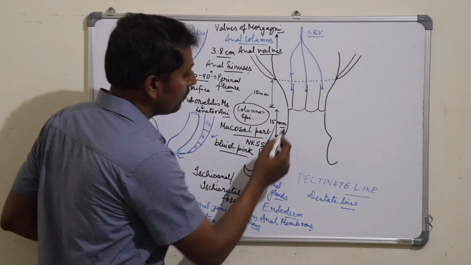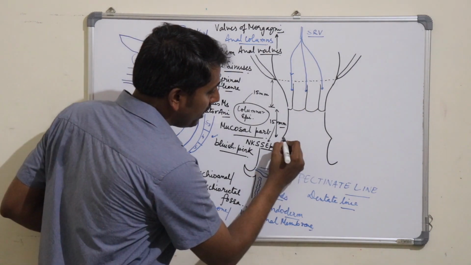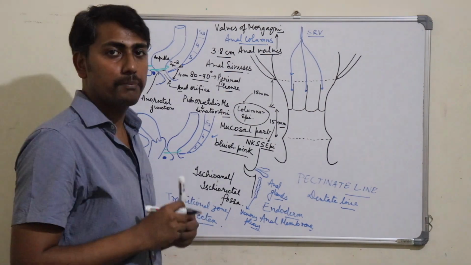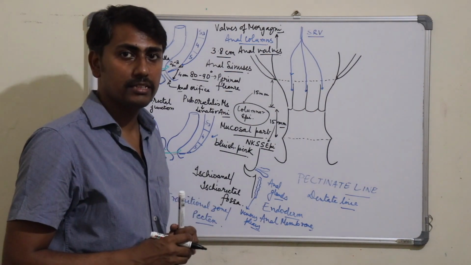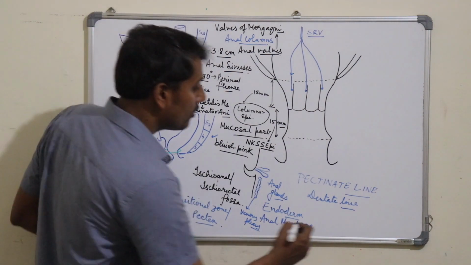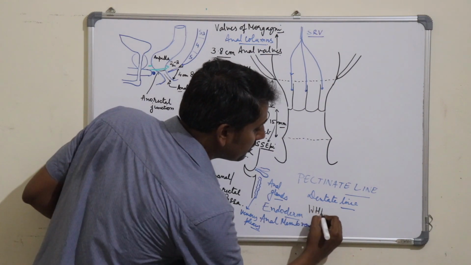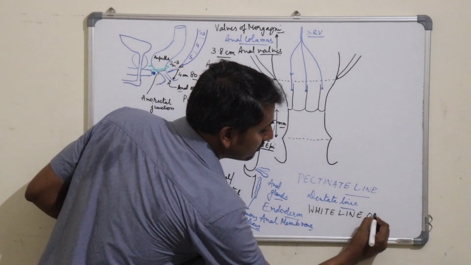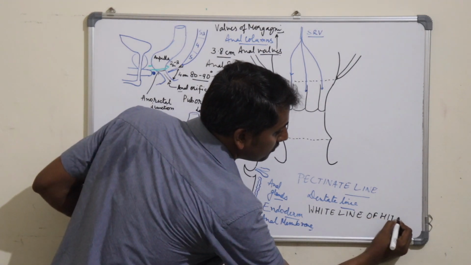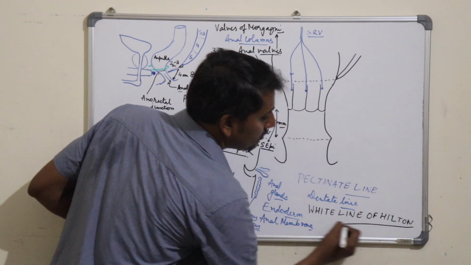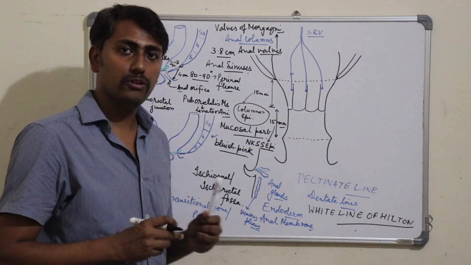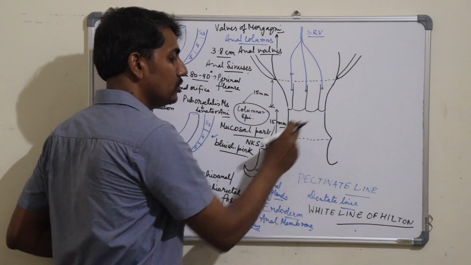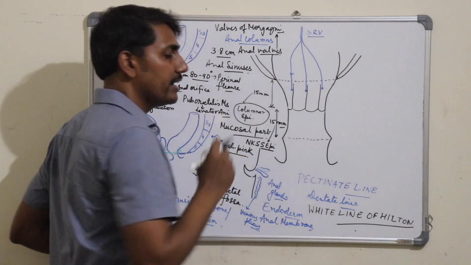The lower limit of this middle part is marked by a whitish line which is pale and glossy in appearance and is known as white line of Hilton. Therefore, the middle part extends from the pectinate line to the white line of Hilton.